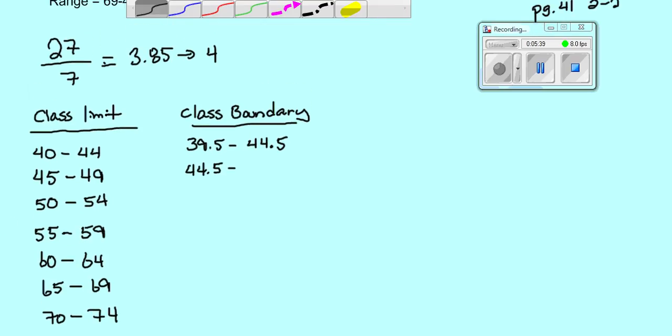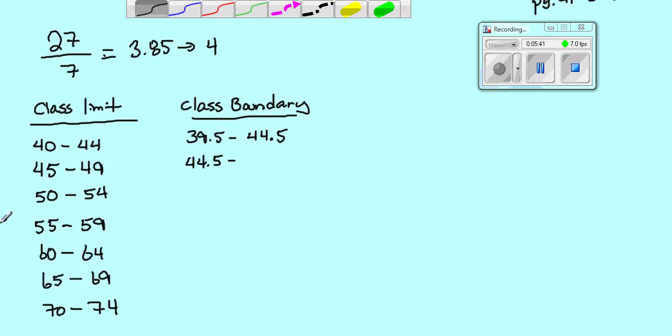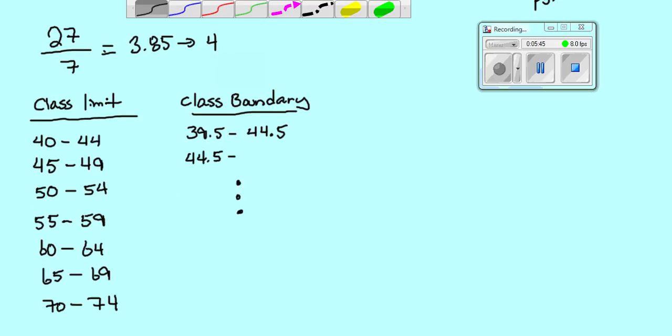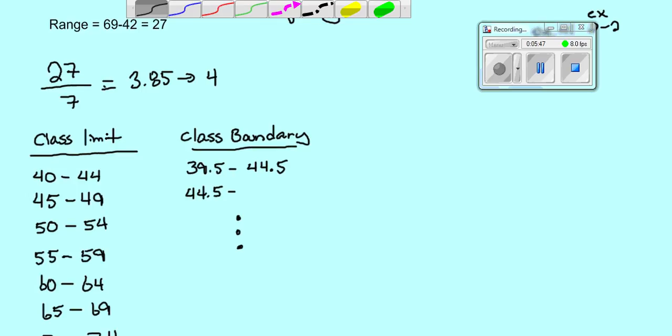And I'm not really worried about my class boundaries. I think that we can finish those up from there. So I'm just going to put dot, dot, dot. Because I think once you know your class limits, it's pretty straightforward to find your class boundaries.